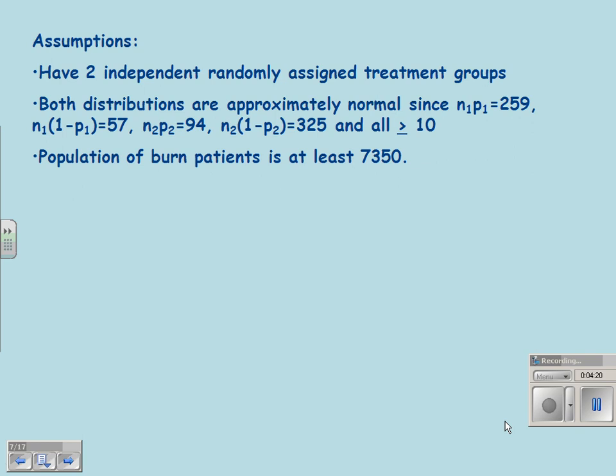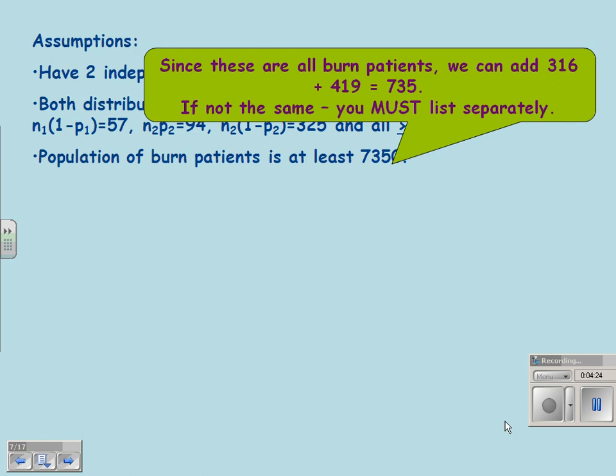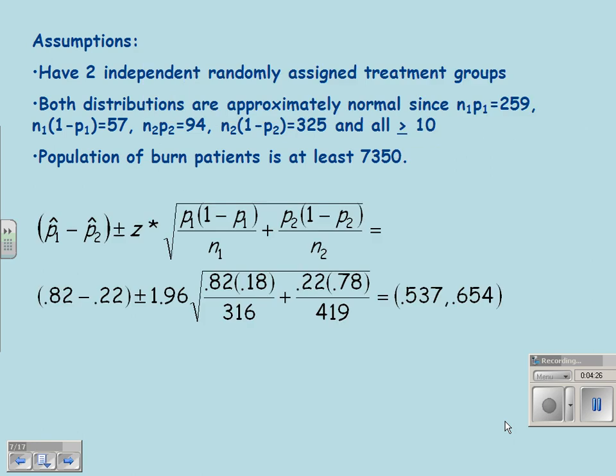of burn patients is at least 7,350. Right, so we add them all together. And then we can calculate using a z star. We're doing a 95%, so z star is 1.96. And we can plug those in and we get our answer.